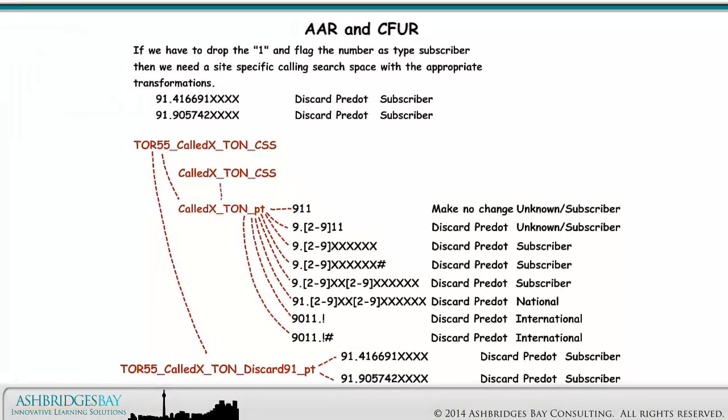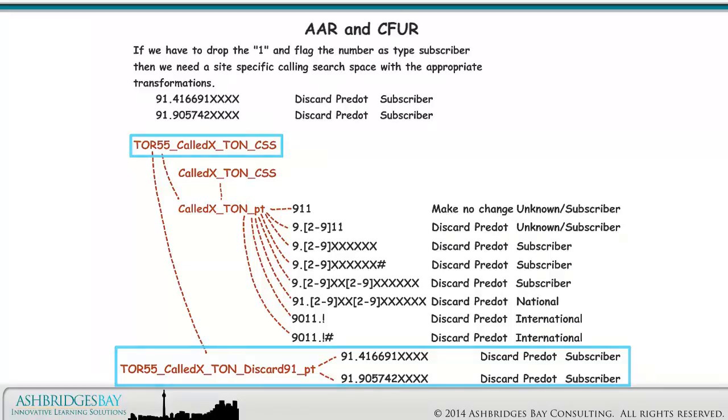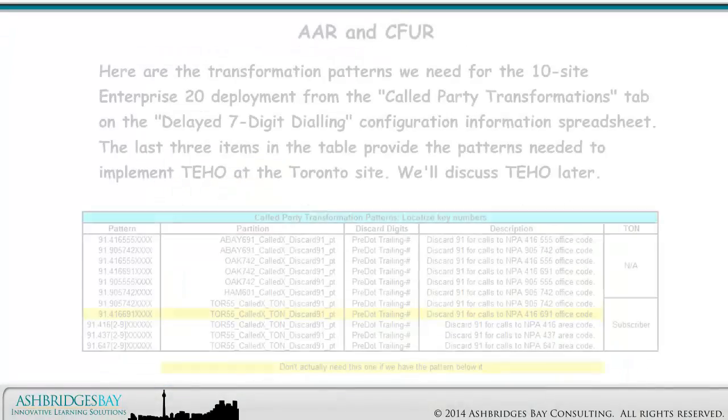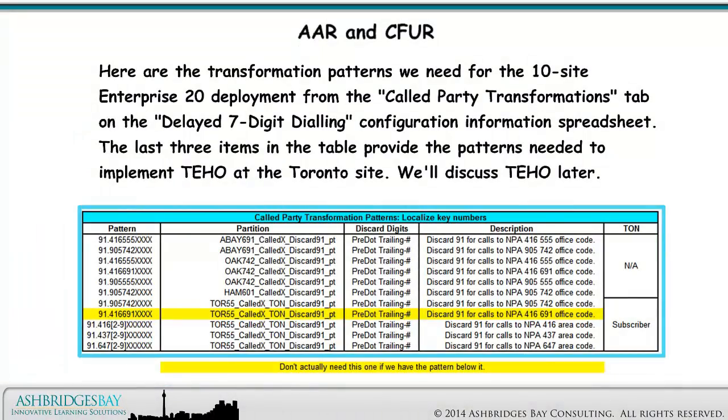If we have to drop the 1 and flag the number as type subscriber, then we need a site-specific calling search space with the appropriate transformations. Here are the transformation patterns we need for the 10-site Enterprise 20 deployment from the Called Party Transformations tab on the delayed 7-digit dialing configuration information spreadsheet.